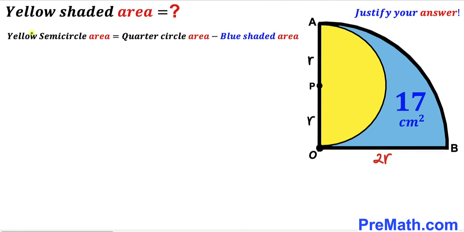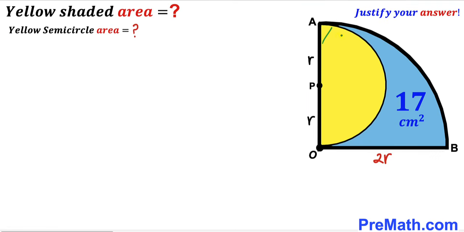Now let's make an observation. We can see the area of the yellow shaded semicircle is going to be equal to the area of the whole quarter circle minus the area of the blue shaded region, as you can see in this given equation. The blue shaded region area has been given to us as 17 centimeters square. So now our task is to focus on the quarter circle area, and likewise the yellow shaded semicircle area as well.